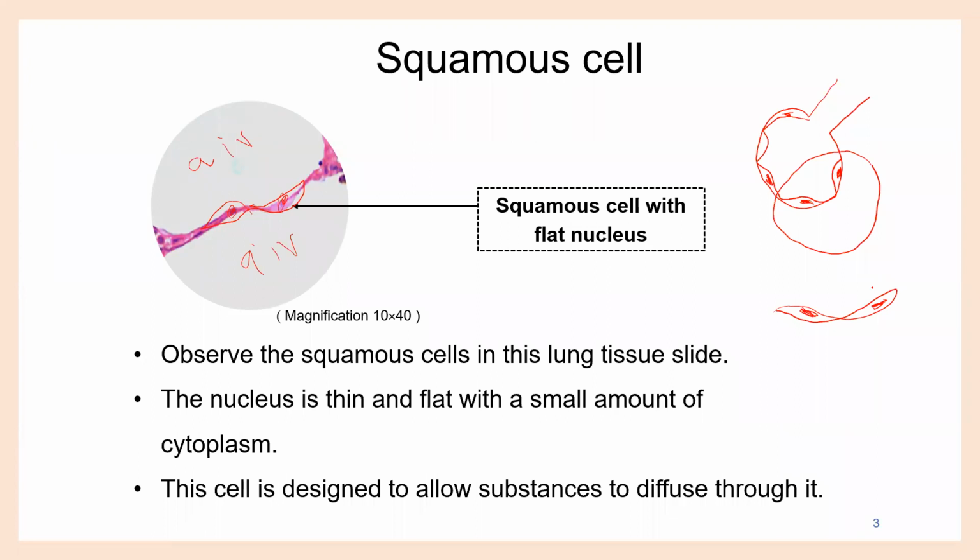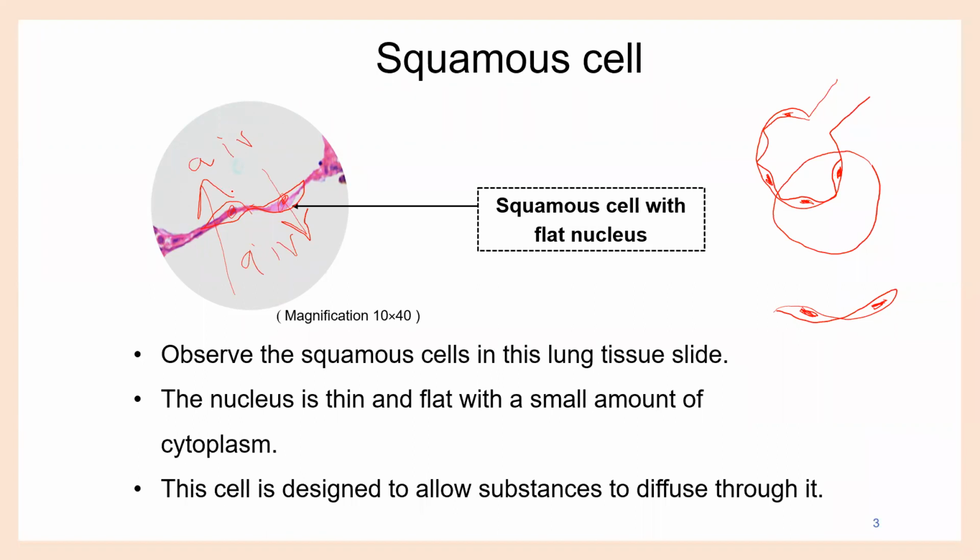So the cell is designed to allow substances to diffuse through it. Things can get through the cytoplasm of these cells in and out easily. That doesn't mean everything will come out and get in. There will, of course, be some sort of protection against any invading organisms. Dust particles and large particles cannot get through.